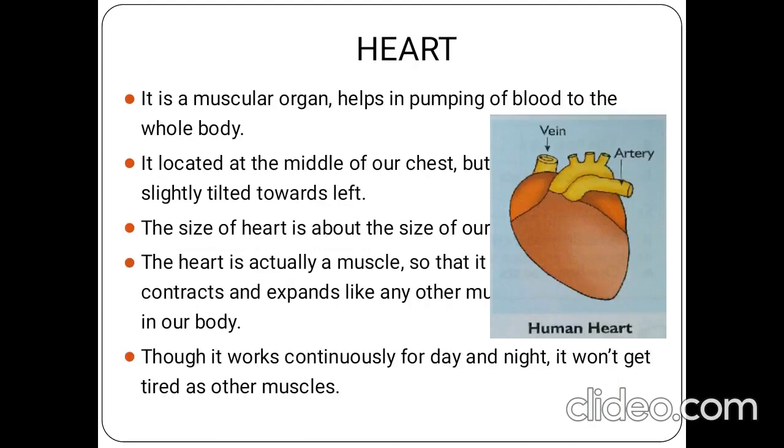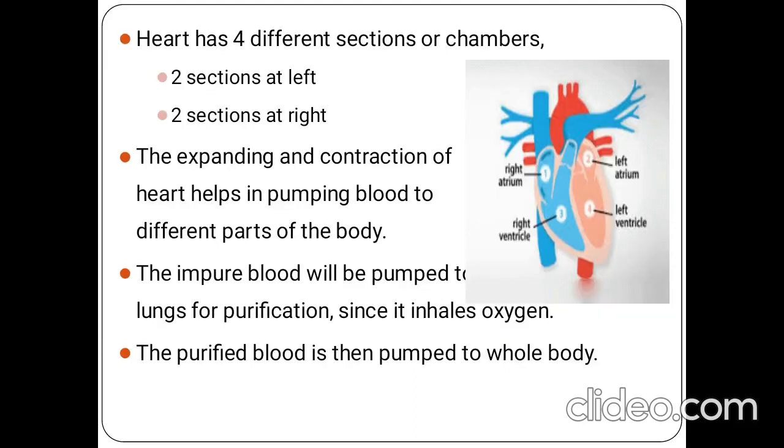Okay, next, heart. This is the third component of the circulatory system, right? The heart is made up of muscles. It is a muscular organ and it contracts and expands like other muscles of the body. In contraction and expansion, it pumps the blood to all parts of the body, right? So the heart is divided into 4 sections. 2 sections at the right and 2 sections at the left. From the left, pure blood is pumped to all parts of the body, whereas from the right, impure blood is transferred to the lungs for its purification.